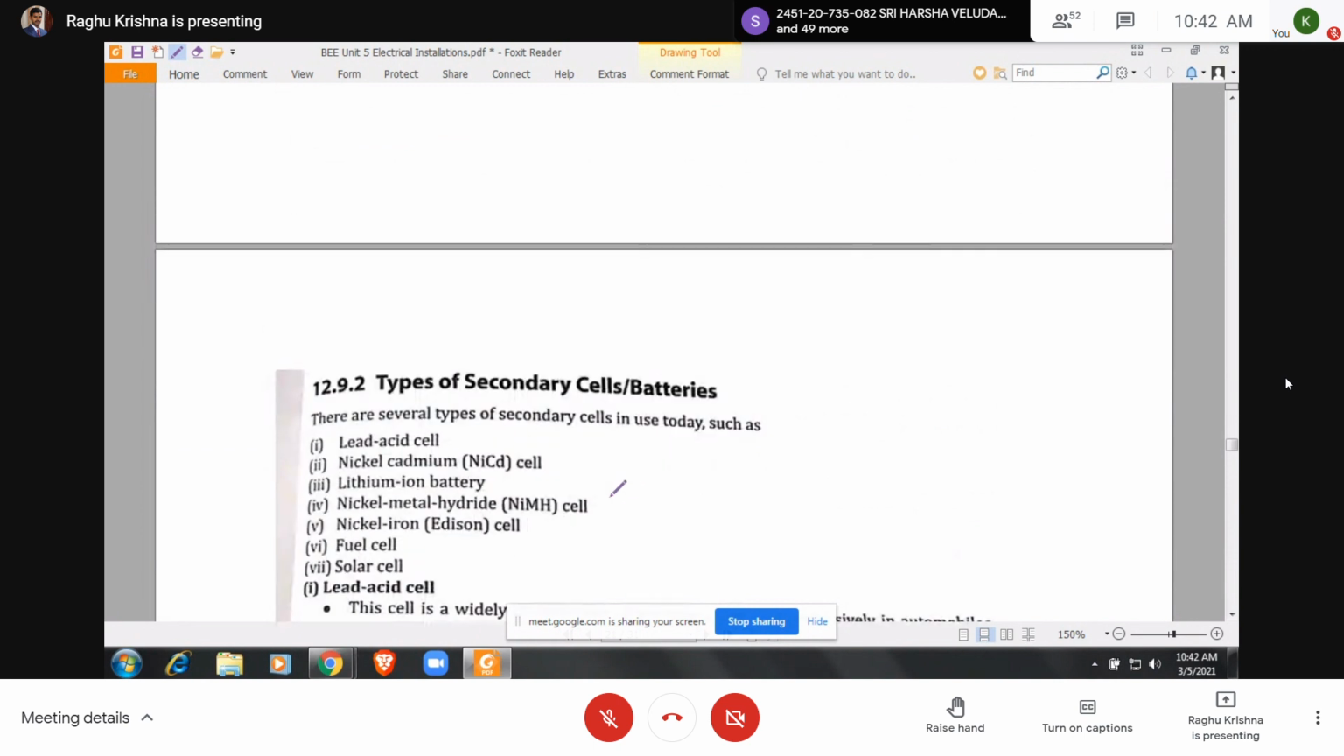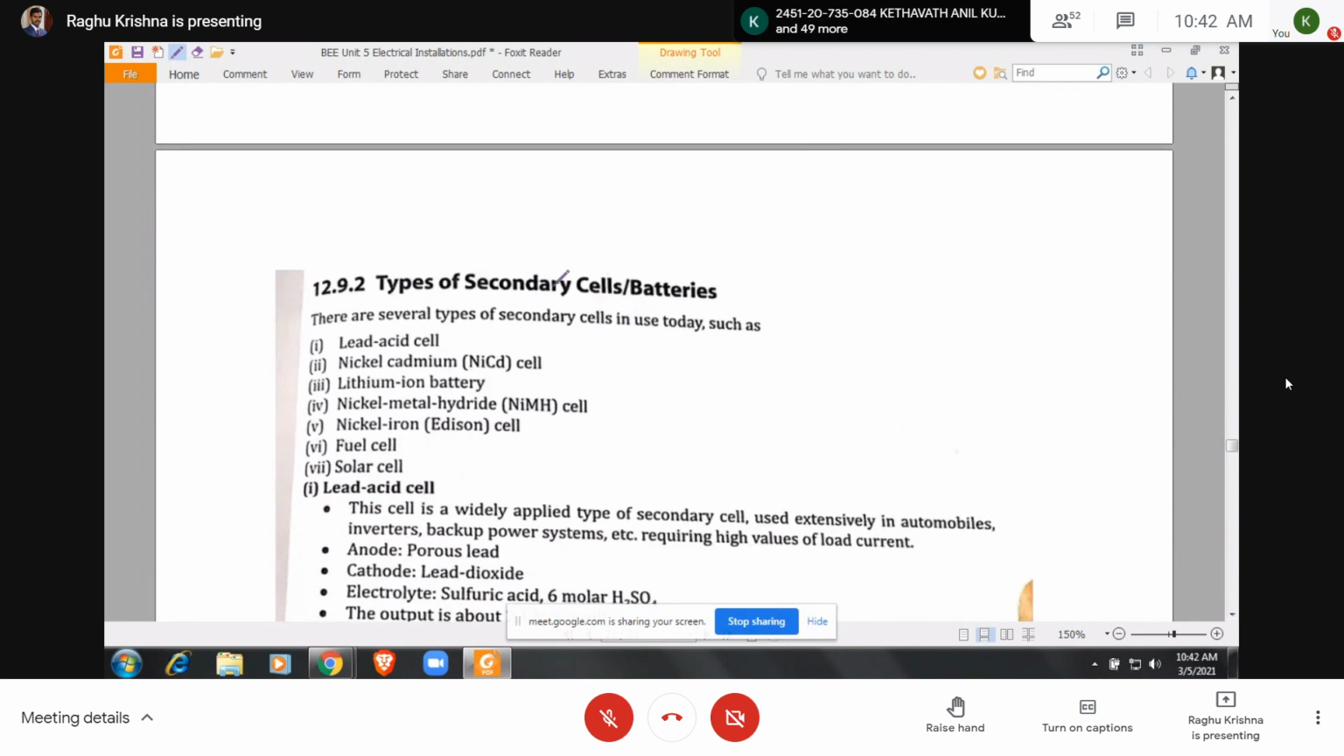Next, coming to the types of secondary cells. Secondary cells means rechargeable batteries.